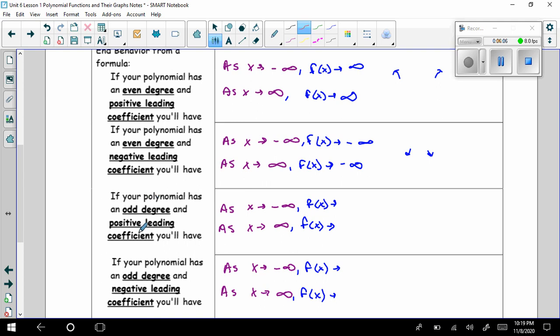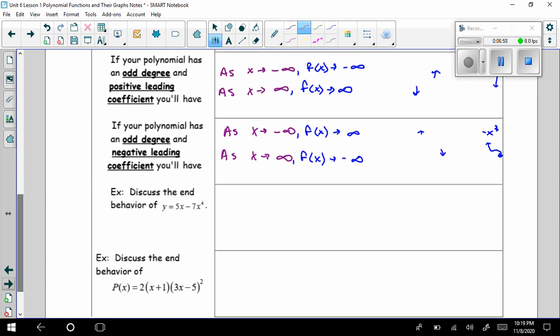If it's odd and positive, think of your cubic function. So x cubed is odd and positive. The parent function for x cubed looks like this. So we're going down on the left, but then up on the right. So we're going negative and then positive. Odd and negative would be like negative x cubed. So that is flipped over the x-axis, and we're more like this. So we're going up and then down, toward positive infinity and then negative infinity. And if you think of your parent functions for some of your basic polynomials, that will help fill those in.